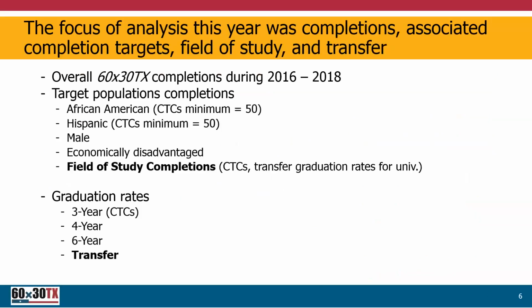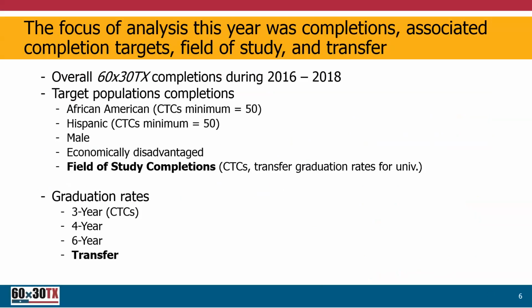Okay. So this year the focus was on a few areas, and as you can see here, the focus of this analysis was on completion, associated completion targets, fields of study for community technical colleges, and transfer for four-year institutions. So looking at the first bullet point that we were looking at for the first data set was the overall 60 by 30 completion data, and we looked at the time period from 2016 to 2018.